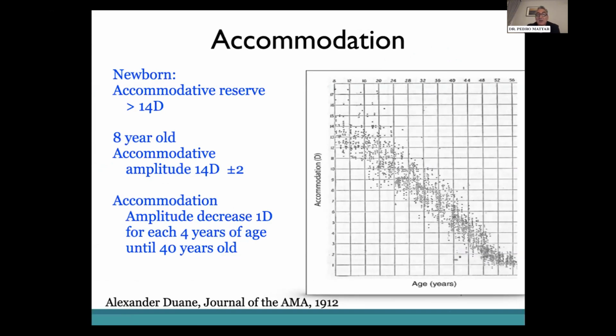An 8-year-old can accommodate up to 14 diopters plus or minus 2. And that will decrease 1 diopter for each 4 years of age until we're about 40 years of age. And all of us who are, in my case, more than 40 years past, need glasses to see at near because we don't have the accommodation anymore.